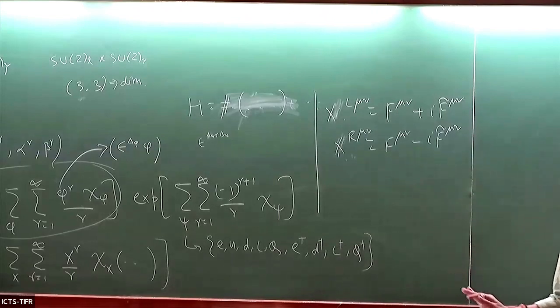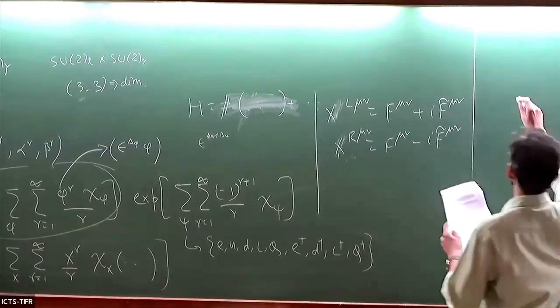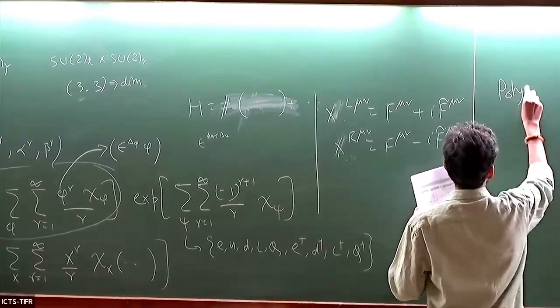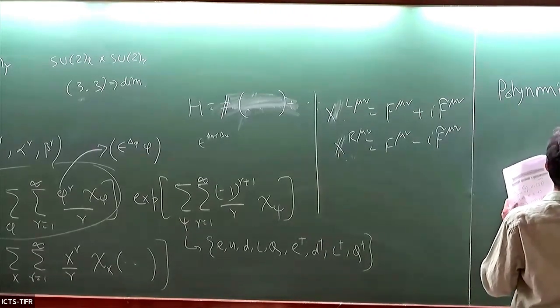up to this part. So then let's move to the real field space. Okay. So now, polynomial to covariant form.